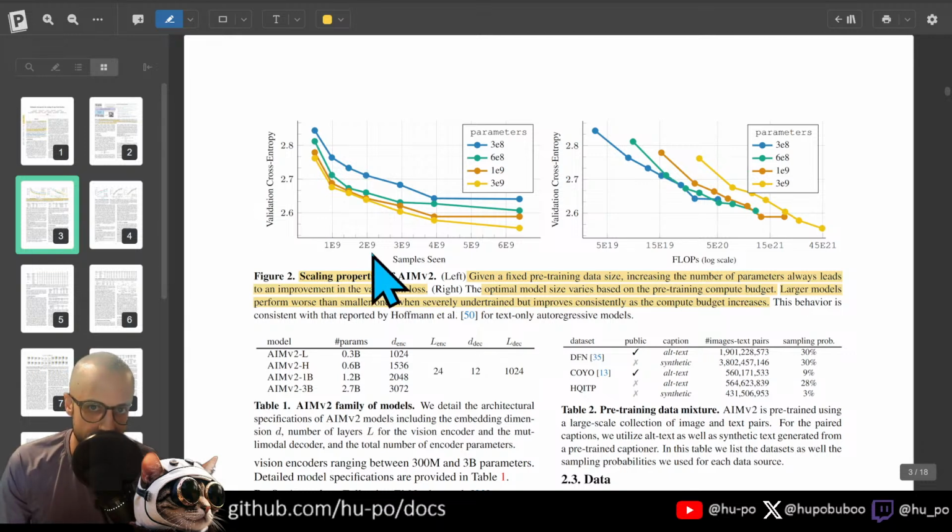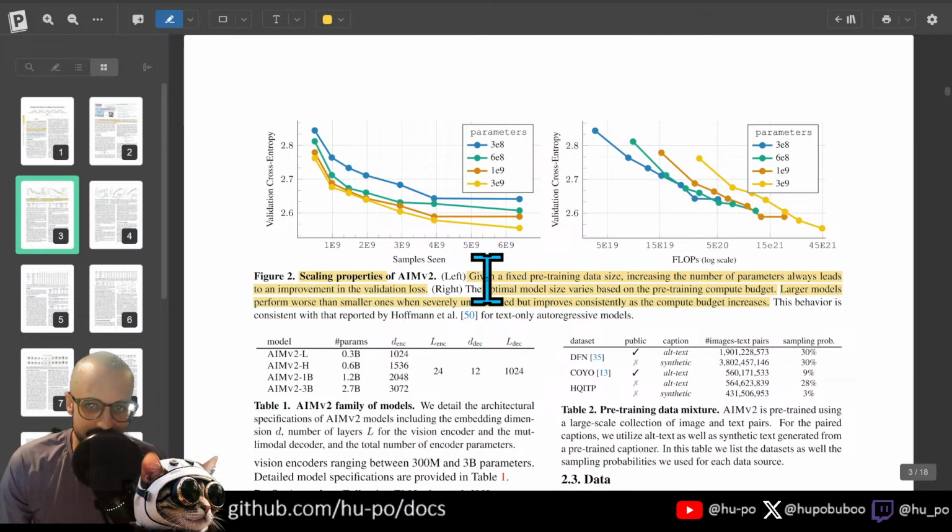And the scaling properties are still there, right? People have been talking about scaling properties. There's all kinds of whispers going around over the past couple of weeks that the scaling laws are dead, but I don't necessarily believe that.